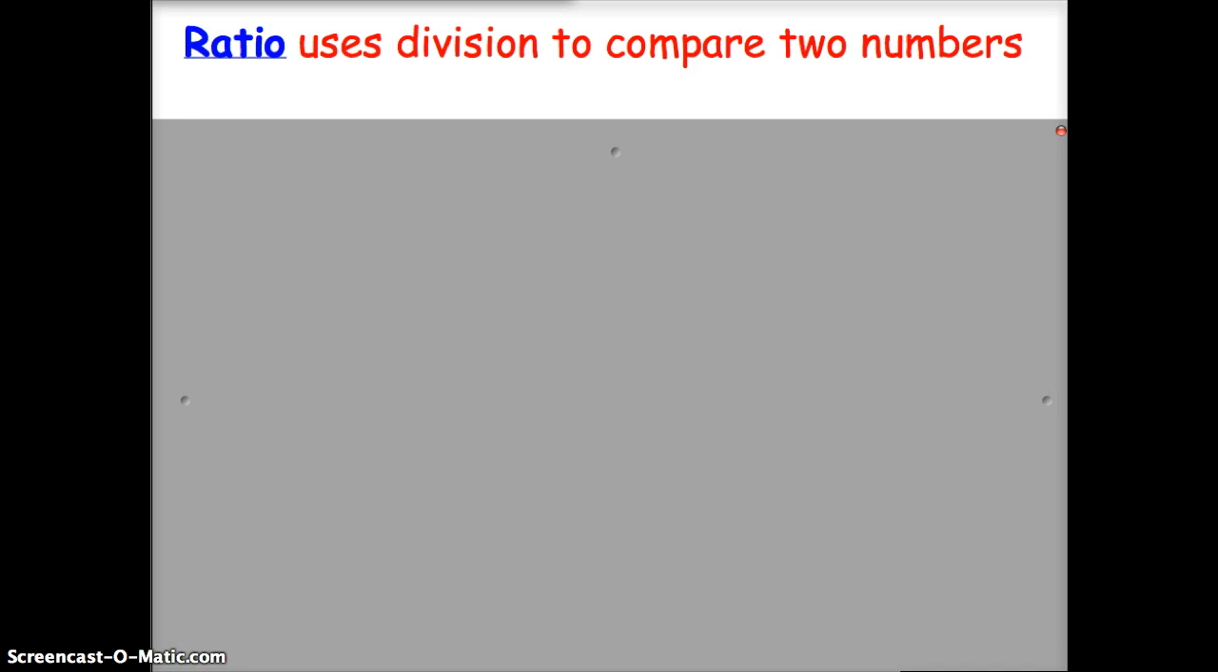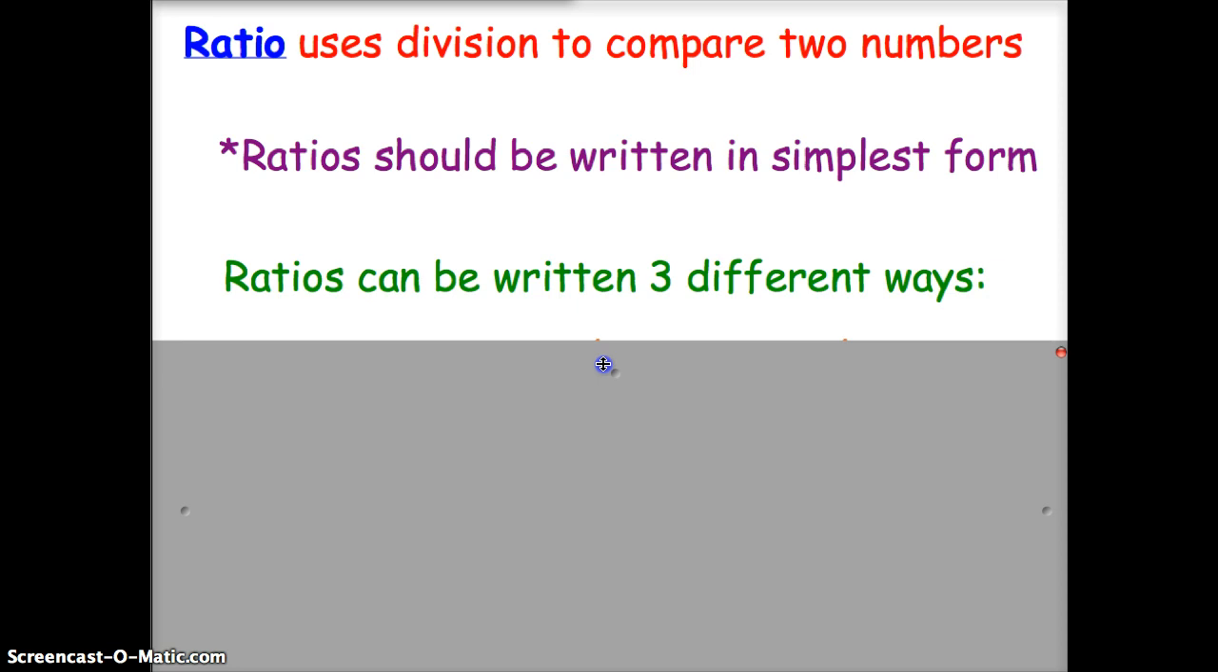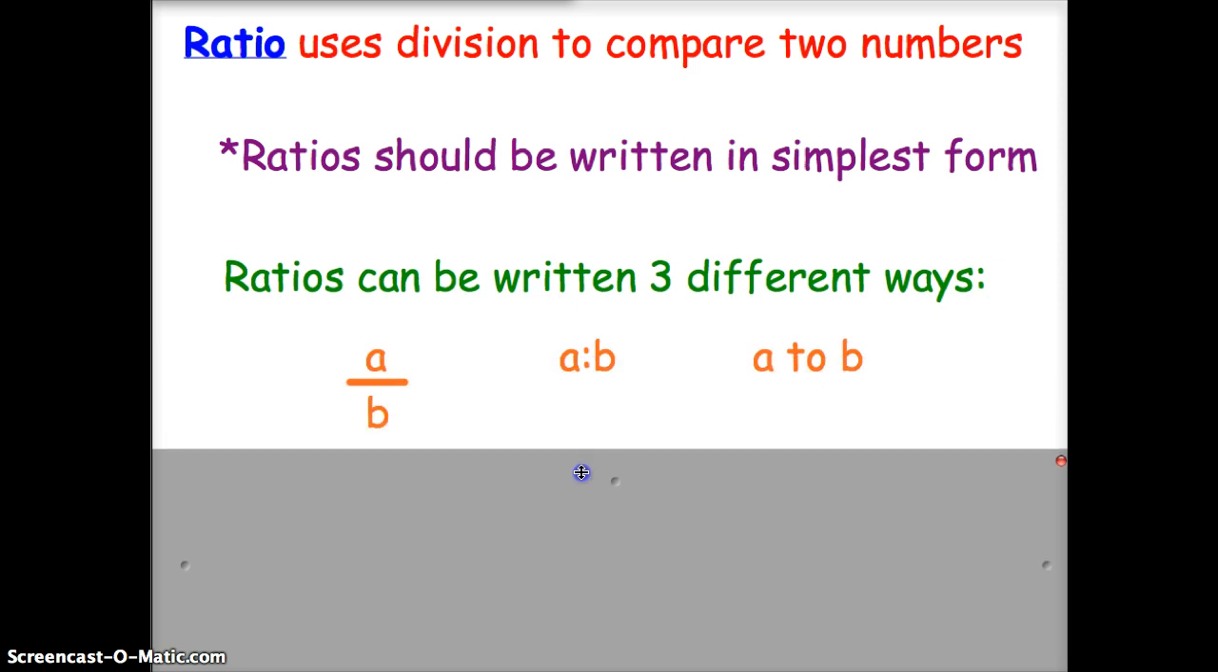First of all, let's do a little bit of a reminder on vocab. A ratio uses division to compare two numbers. You need to write ratios in simplest form. They can be written in three different ways: A over B, A colon B, and A to B. You read all of them the same way, A to B.